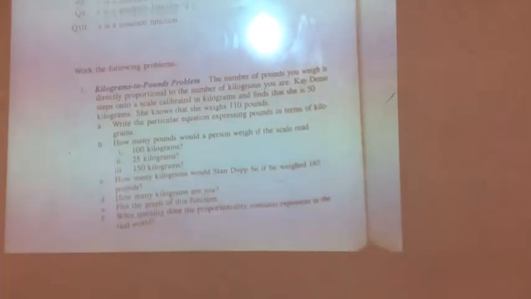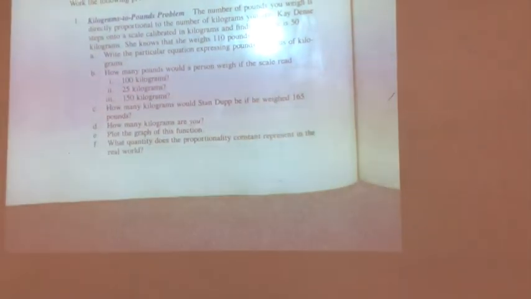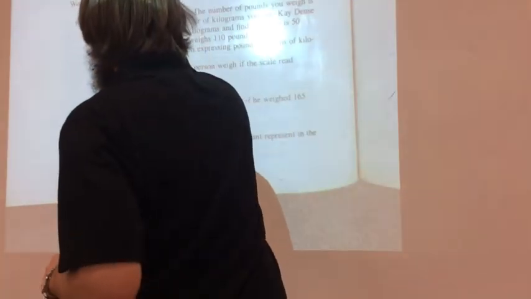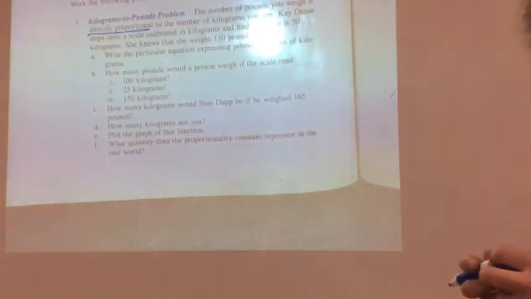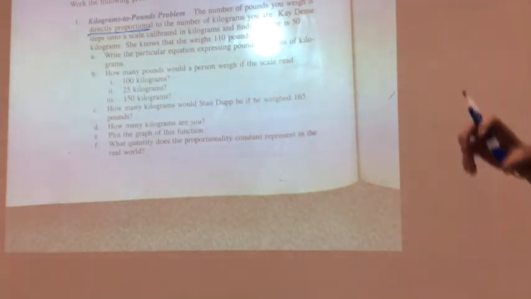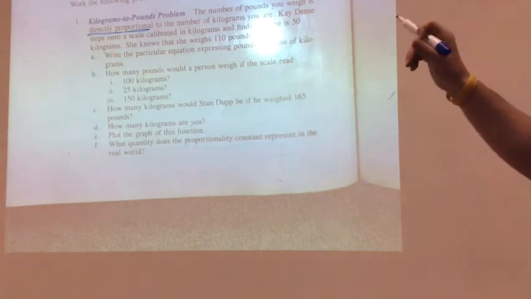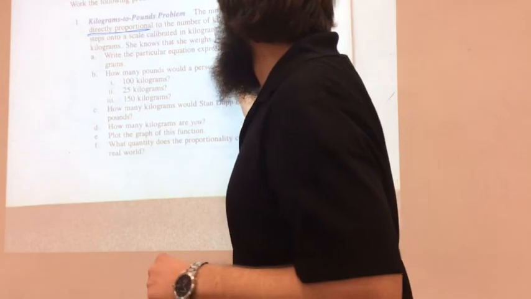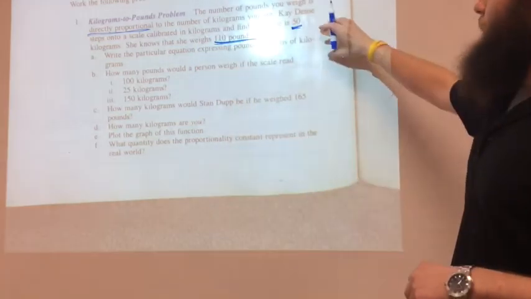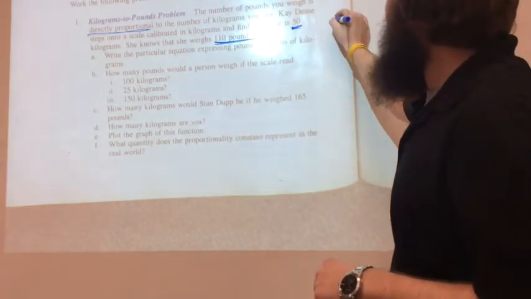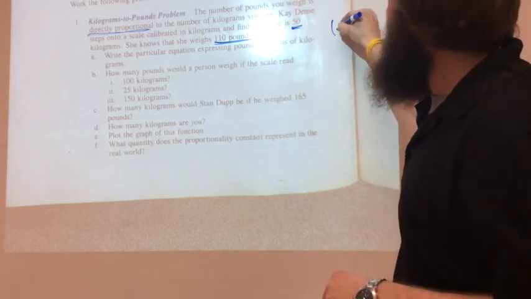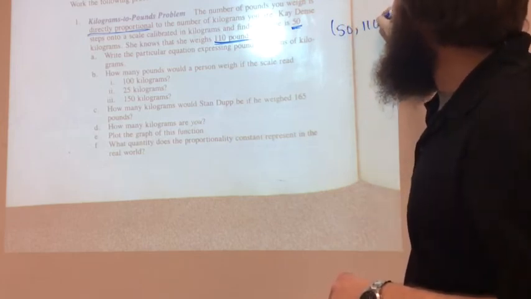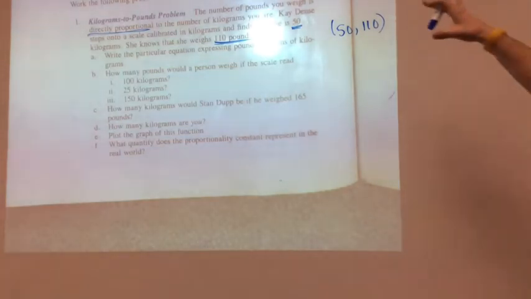So the number of pounds you are is directly proportional. Okay, so here's this keyword, directly proportional, to the number of kilograms you are. Stan steps onto a scale calibrated for kilograms and finds that she is 50 kilograms at 110 pounds. What I read from here is that I have some point in which if you put in 50 kilograms, you will get 110 pounds back. We're going to need to use this point later on.